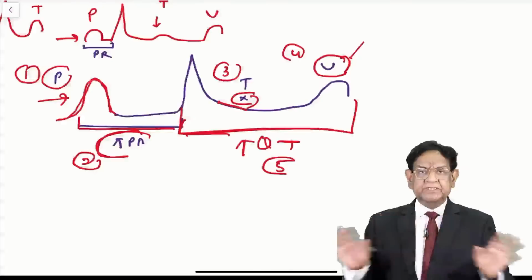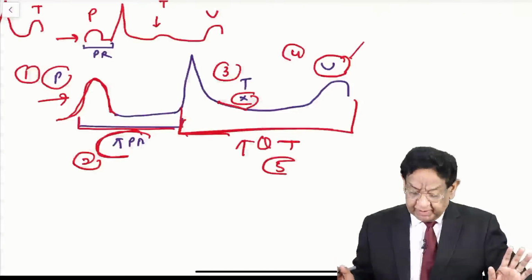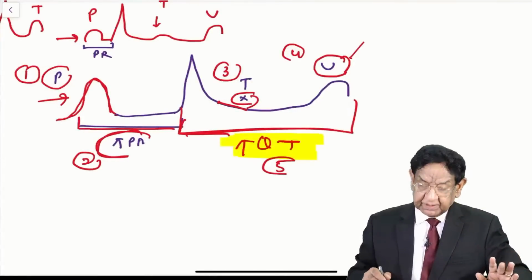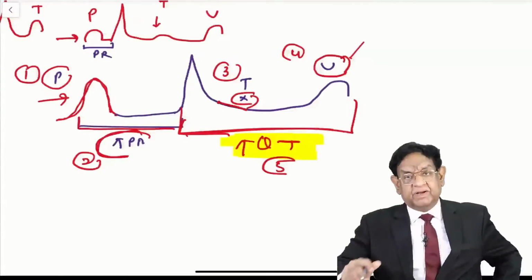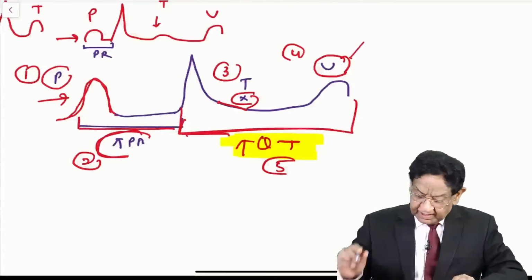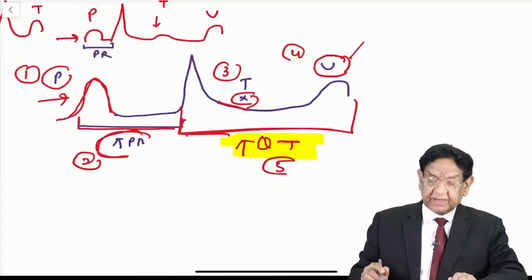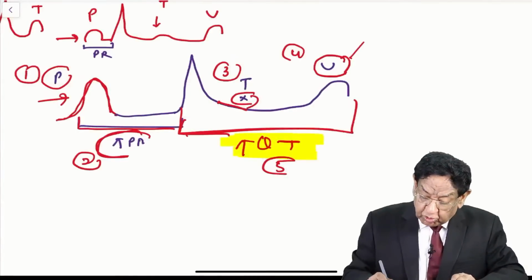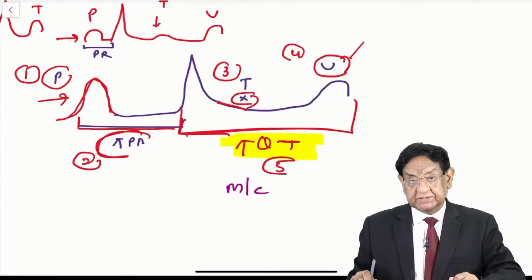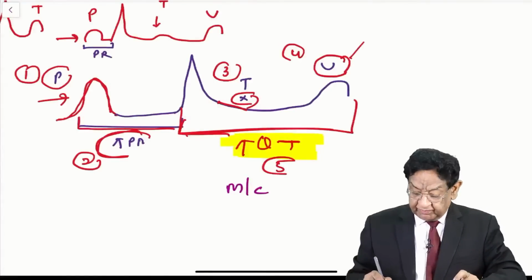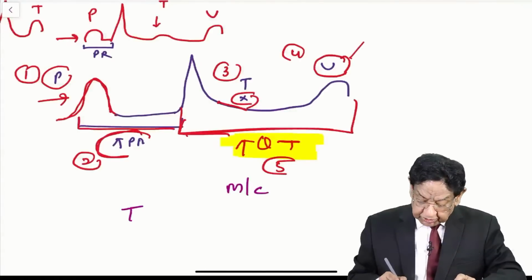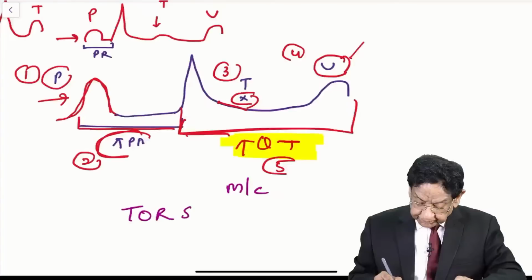Out of all these 5, you forget 4, I don't mind. But if you forget this QT interval, it is a punishable offense, don't forget. Extra point: hypokalemia is the most common cause of prolonged QT interval in actual practice. And prolonged QT interval itself can progress to other arrhythmias, so-called torsades.